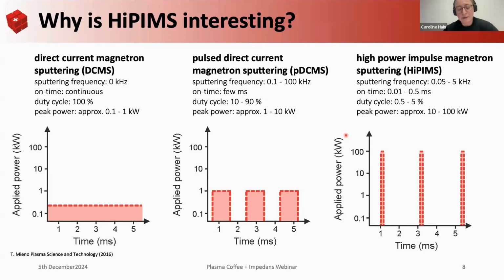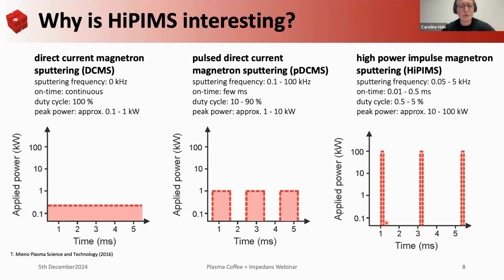And then the next step is high power impulse magnetron sputtering, so HiPIMS. Here you can see that the on time is in the microsecond range often, with duty cycles of a maximum in the range of 5% or lower. And here we can get much higher peak powers, so up to even 100 kilowatts.